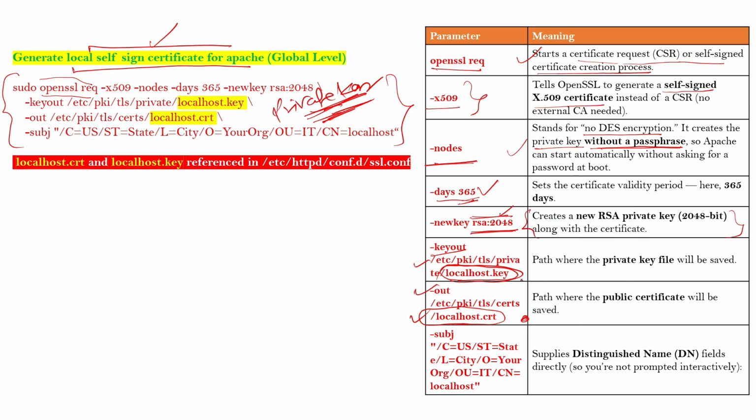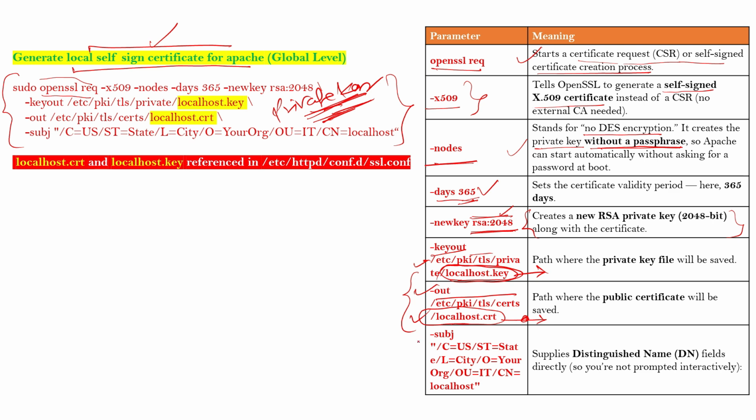Okay, this is our private key file, and this is the main self-signed certificate file. These two are configured in the SSL configurations of the Apache web server to enable the self-signed certificate. This is the default location: /etc/pki/tls/private for your private key, and /etc/pki/tls/certs for your certificate. So these are two different locations, but they are the default locations for your private key and for the certificate.